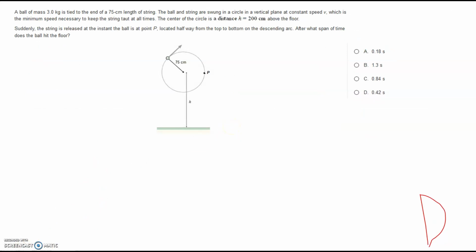This one was a little bit rough because we had to do Pythagorean. I'm sorry, not Pythagorean, quadratic. So let me write out what we have. We've got a mass of 3 kilograms. We have a radius of 75 centimeters, which we have to convert to meters. And we have a distance from the floor of 200 centimeters, which is 2 meters.